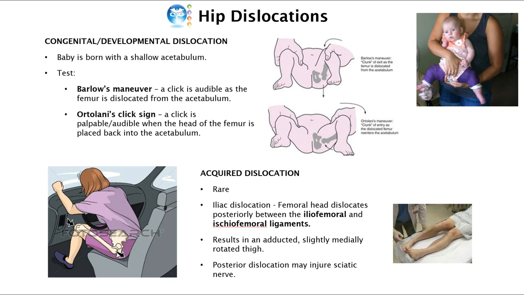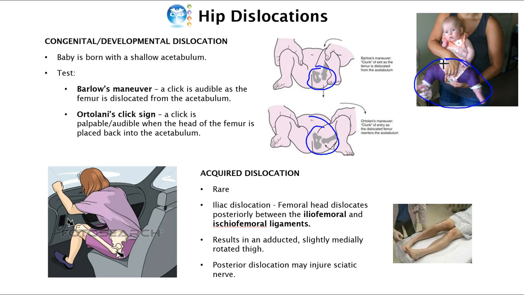A positive test occurs when the femur is easily dislocated when pushing the femur posteriorly with internal rotation, and there's often an associated audible click. A click also might be palpable and heard when you push the femur back into the acetabulum. This is called the Ortolani's click sign. This is typically outgrown and takes care of itself, although some casting may be indicated.